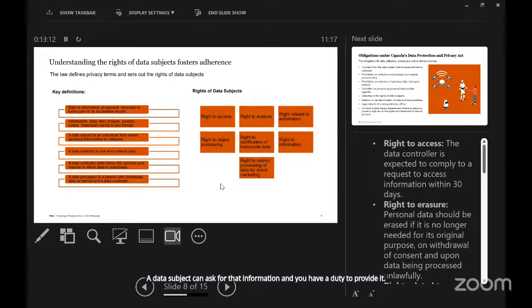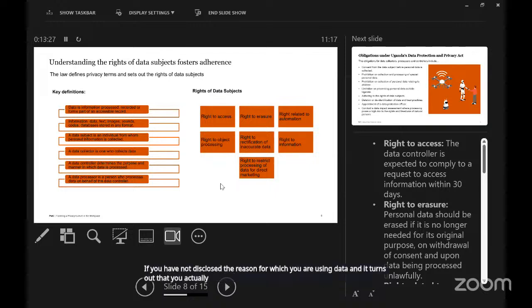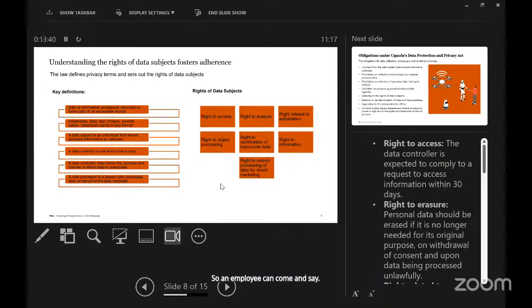Then there's also a right to restrict processing for direct marketing. And this is something that we need to be mindful of in the workplace environment. If you have not disclosed the reason for which you are using data, and it turns out that you're actually using the data for marketing without the consent of employees, then that exposes you to potential breaches around that right. So an employee can come and say, stop using my images, for example, for marketing, if they have a reason to. But if you have a structure and you've informed the employees of why you have that information and the reason for which you are using it, for example, in publications, then that consent would suffice for you to use that information.